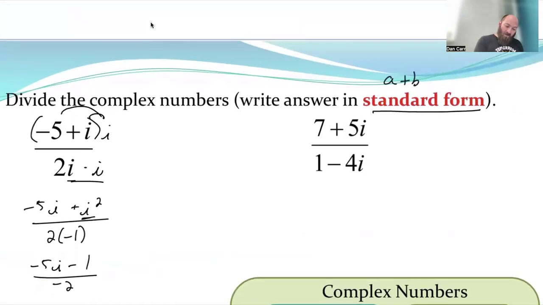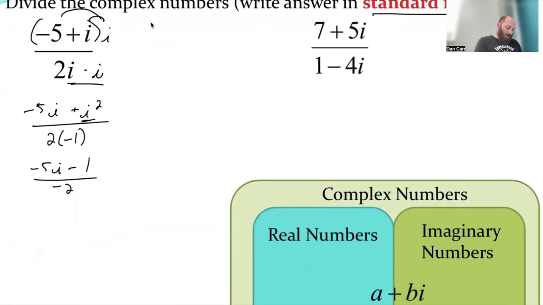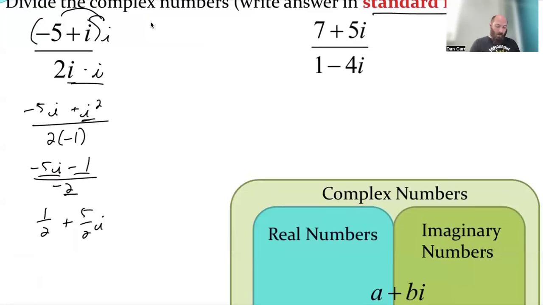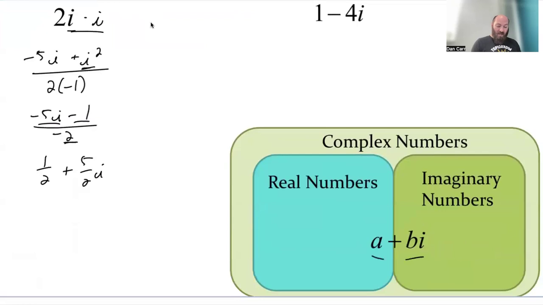And I'm going to rewrite it into our standard form, which I should probably write down. Standard form is always written as a plus bi. So we want to make it into the real part and then the imaginary part. So negative 1 divided by negative 2 is a positive 1/2. Negative 5 over negative 2 is a positive 5 over 2i.